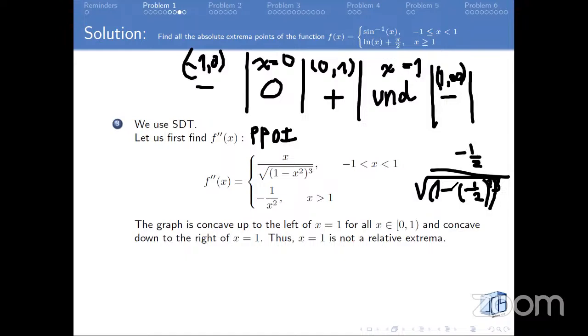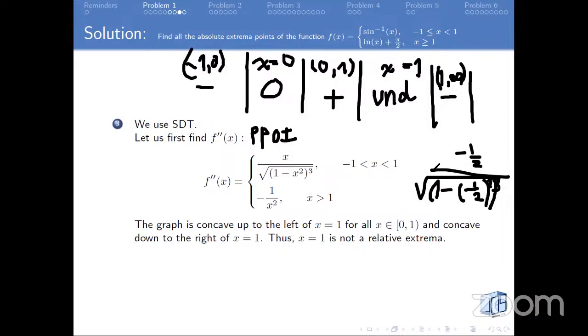So, ulit, -1/2 over 1 minus... wait lang. Please excuse me, meron lang tumatawag. Ayun, pasensya na sa abala.